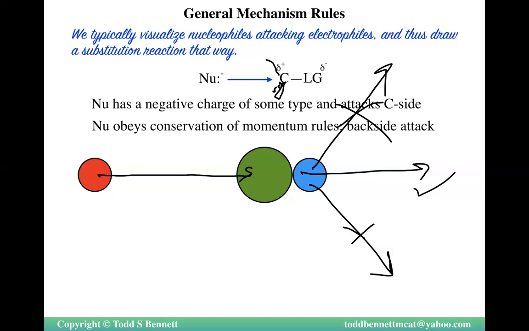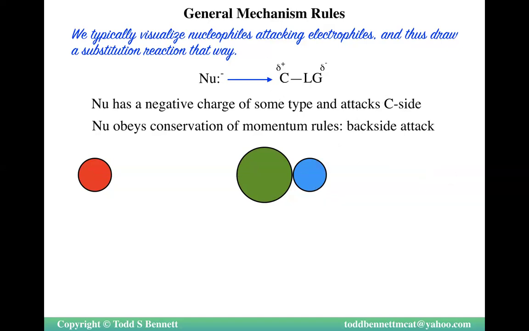So let me erase what I put in here. Have it come in. So there it goes. It comes in and knocks the other one out. So pretty straightforward. That's why they call it backside attack. So if the blue is on the right like it was, the red comes in from the left and knocks it out. If the blue would have been on the left, then the red would have come in on the right. So we refer to this as backside attack, which conserves the momentum.